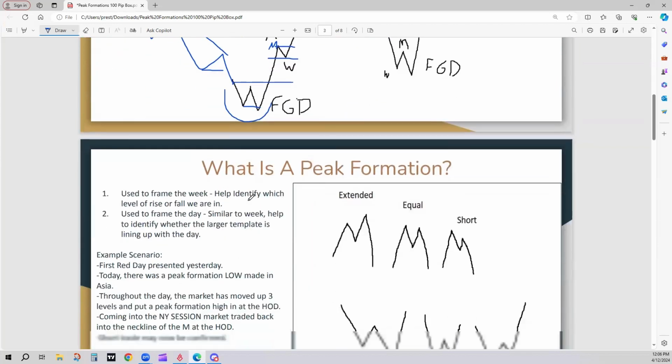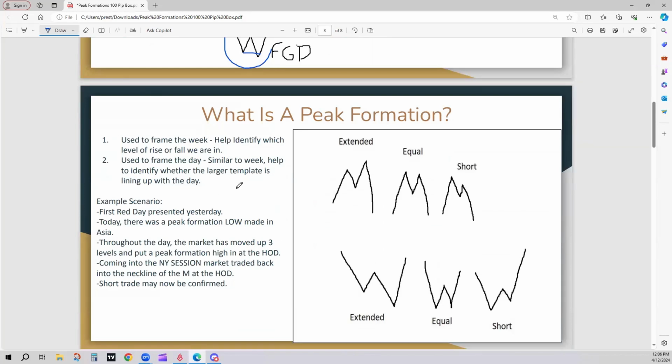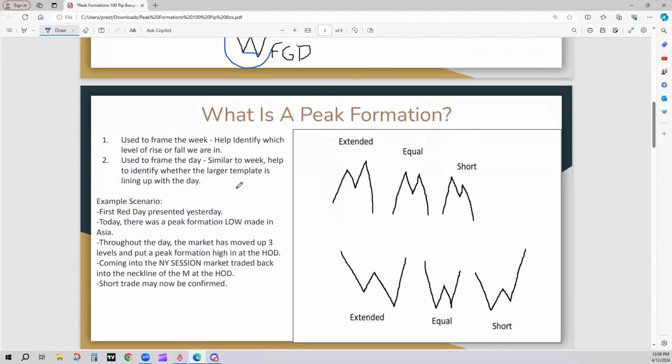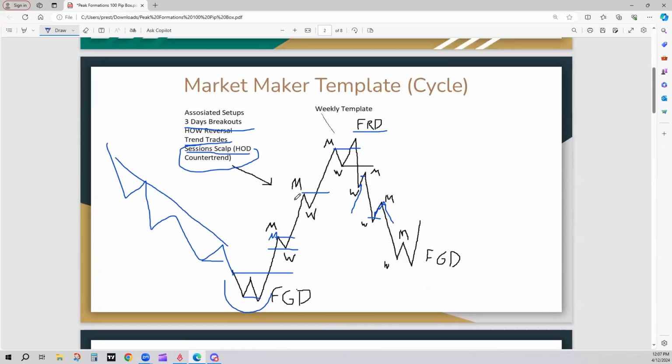All right. We're going to come down. I'm going to take a look at peak formations. As I'm going through this, ladies and gentlemen, if you have questions, comments, concerns, you want to speak on something, please feel free. That's why I'm here. What is a peak formation? What in the world? Where do I look for them? Why am I looking for them? Okay, let's reference this real quick.